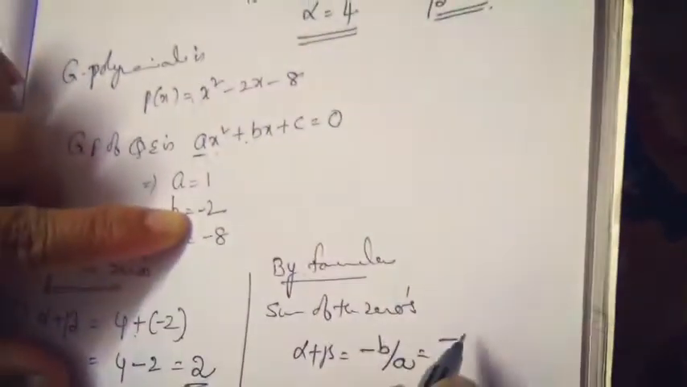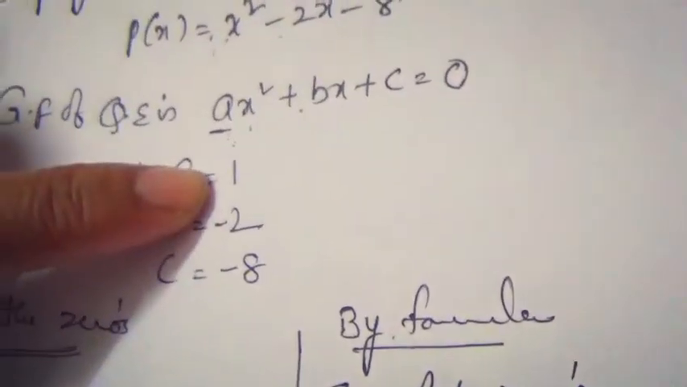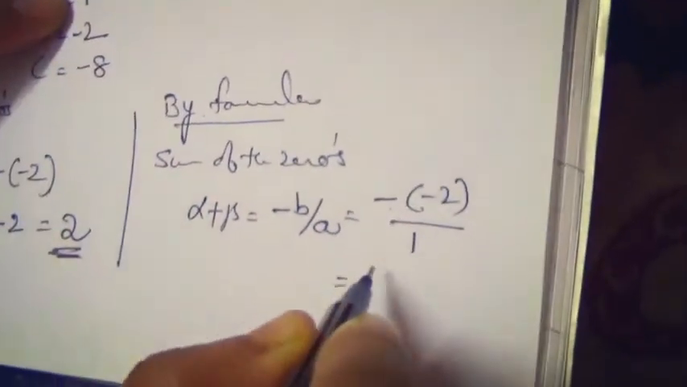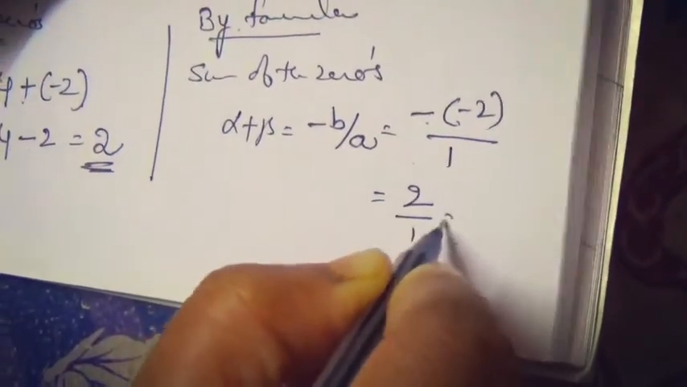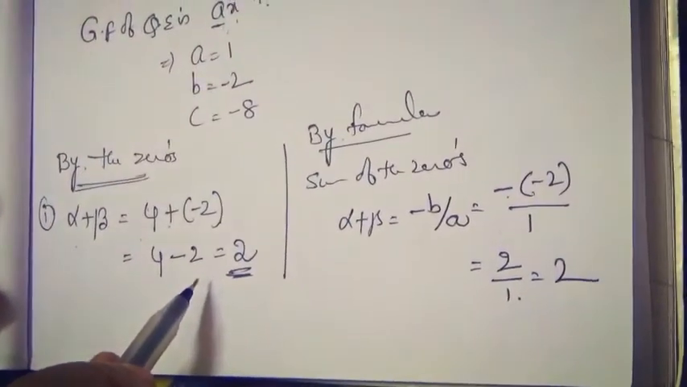What is minus b? What is the value of b? Minus 2. And what is the value of a? 1. That is equal to minus of minus, plus 2 by 1, that is equal to 2. Yes, you will get the same answer as by the actual zeros.